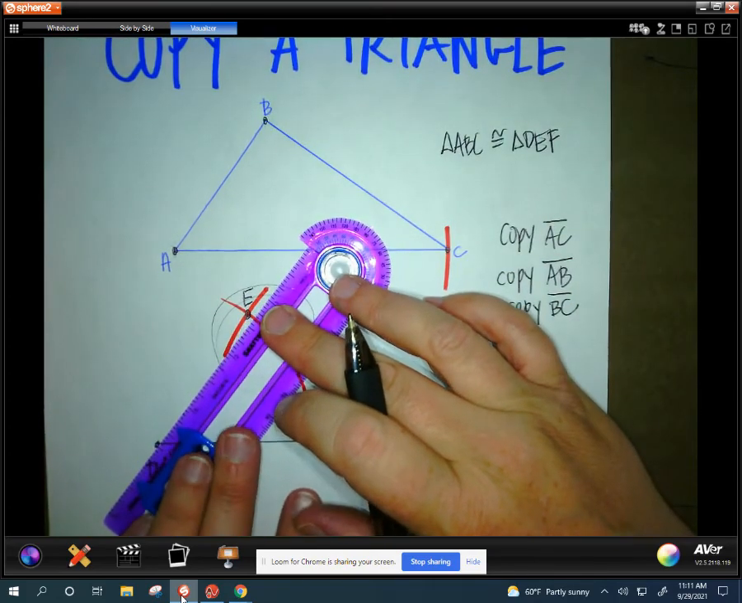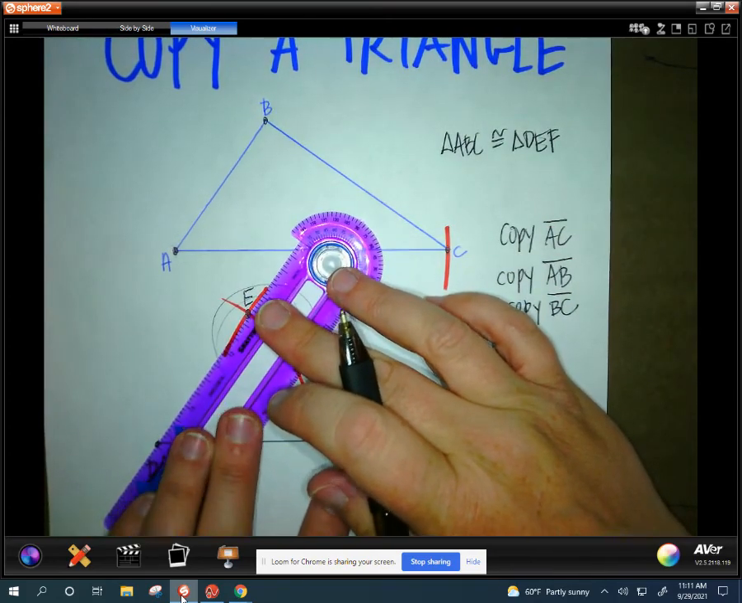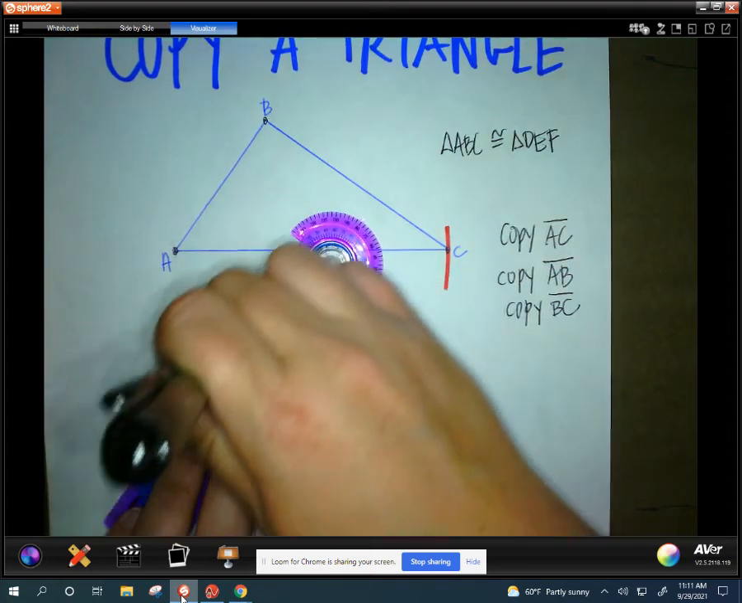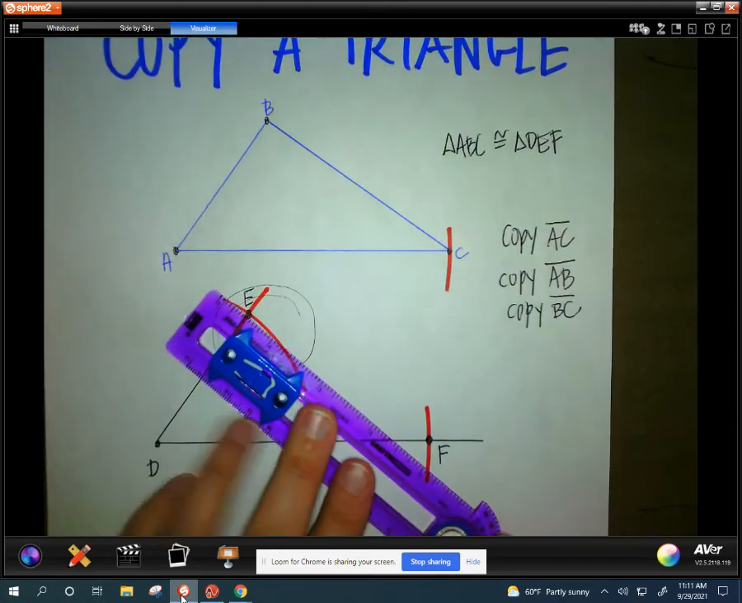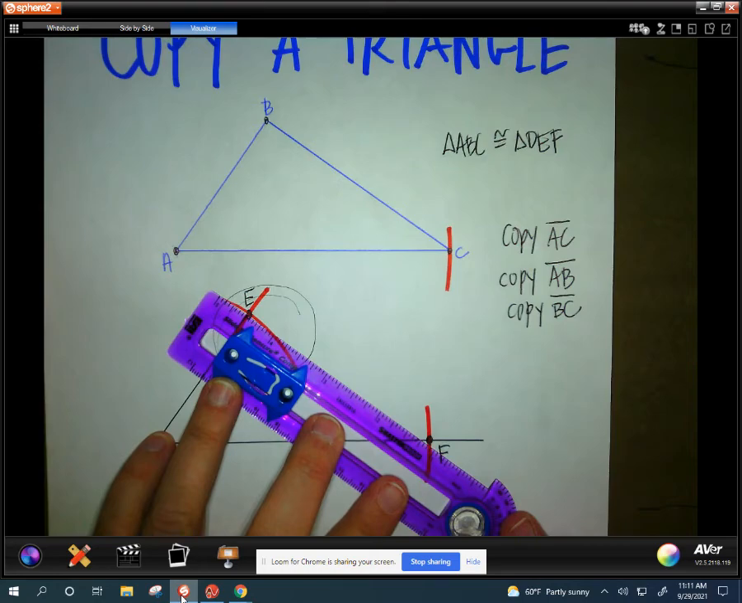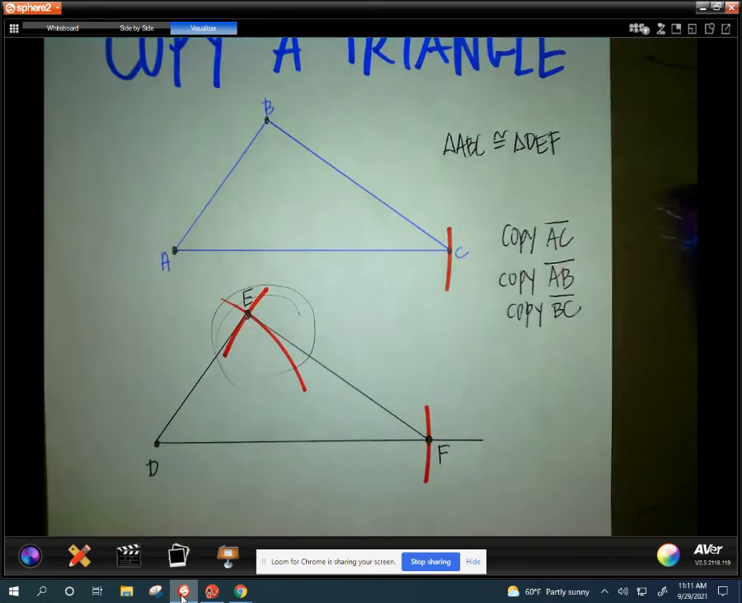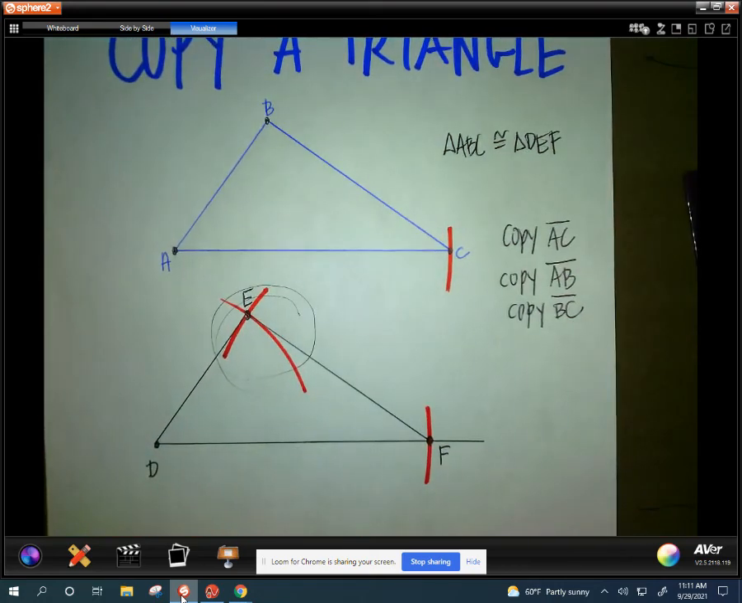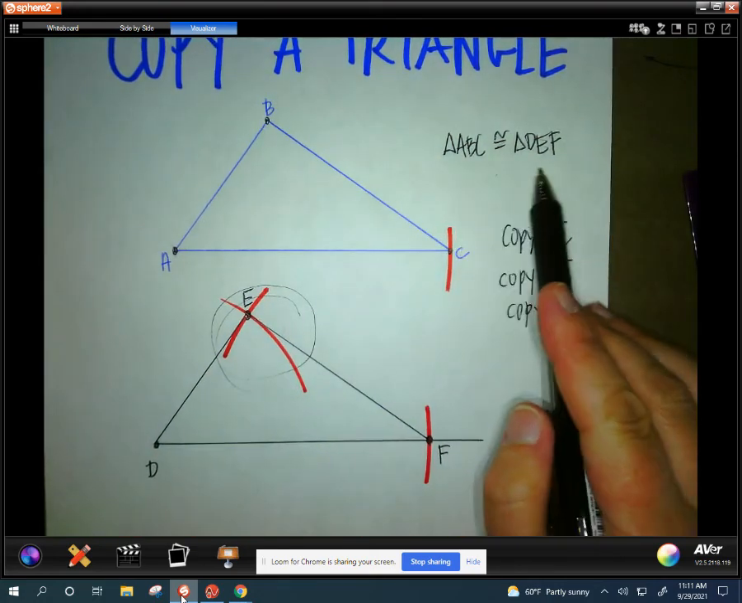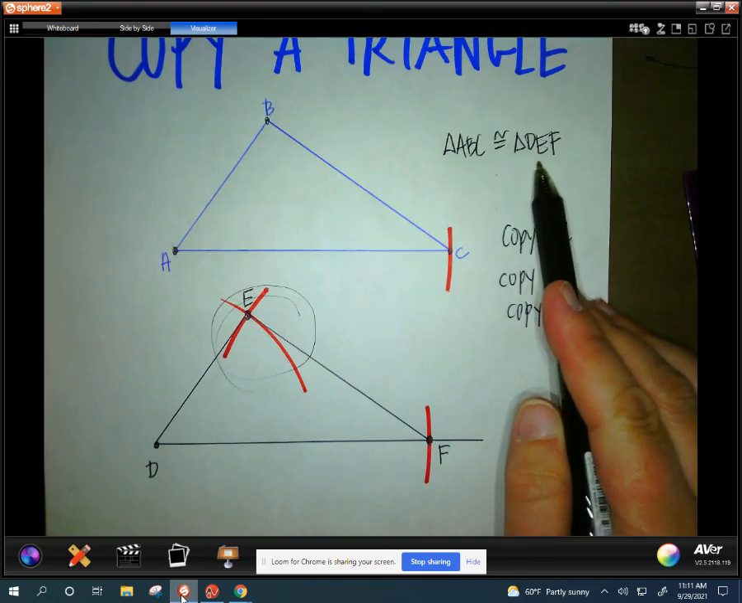These arcs that are on the copy are required to demonstrate that you did the construction. Now I connect all 3 points to finish creating my triangle. And now I have triangle DEF, which is congruent to triangle ABC.